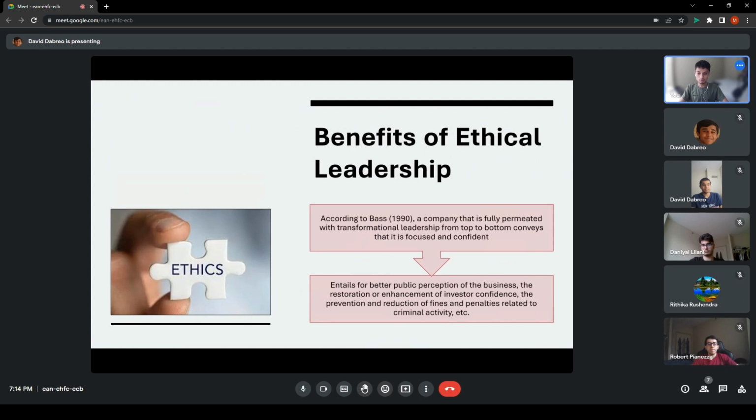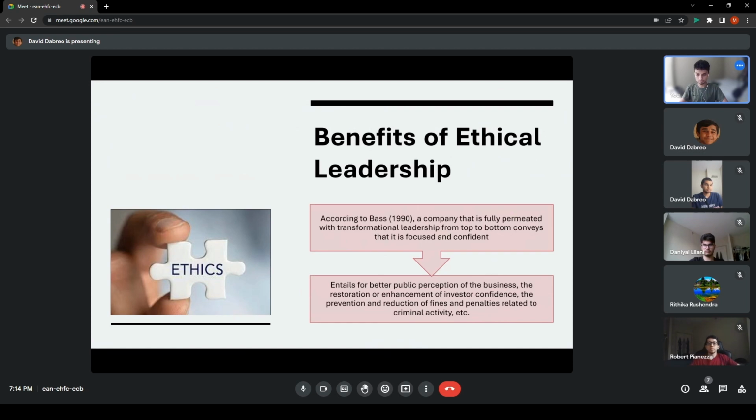According to Bass, a company that is fully permeated with transformational leadership from top to bottom conveys to its own personnel as well as to its shareholders and stakeholders, and the community at large, that it's focused and confident, which is necessary for a stable and growing company on both a short-term and long-term basis.